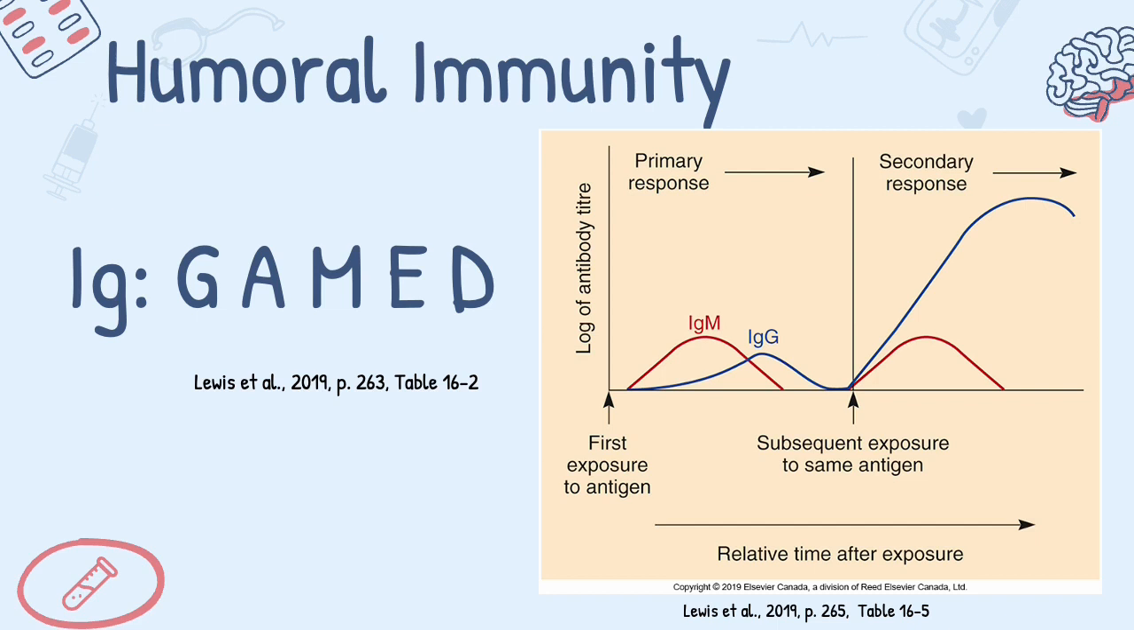IgD assists in the differentiation of B lymphocytes, and it's present on the lymphocyte surface. IgA aligns with the surface of the mucous membranes and protects the body. So when you look at IgA in the body secretions, you'll see this activated in tears, saliva, breast milk, and in colostrum as well.